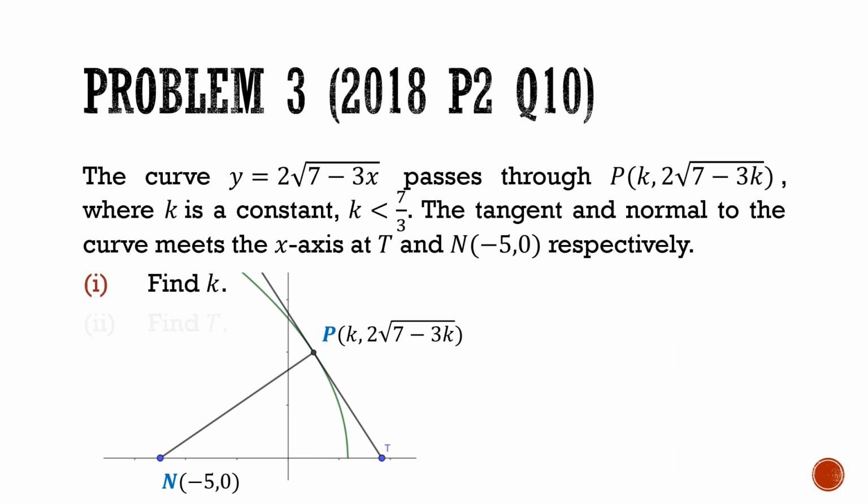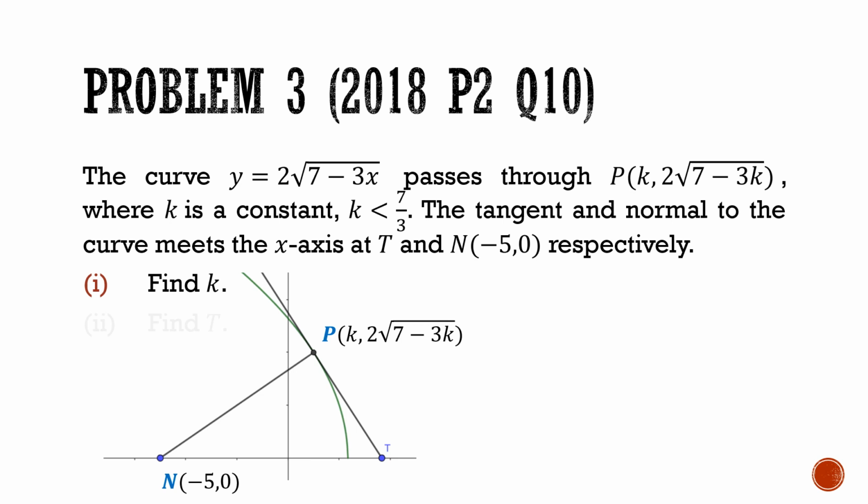So let me first explain the broad strategy. We're going to find the gradients of PN, the normal, and PT, the tangent, in terms of k, and we're going to use the fact that the product of the two gradients is going to give us -1 because they are perpendicular. So first, let's work out the easy one.